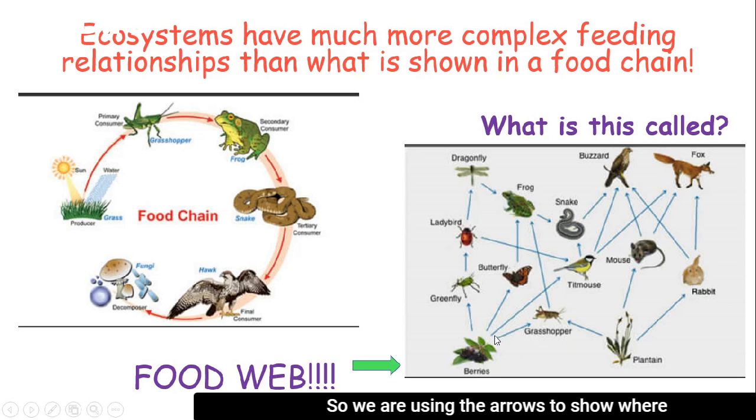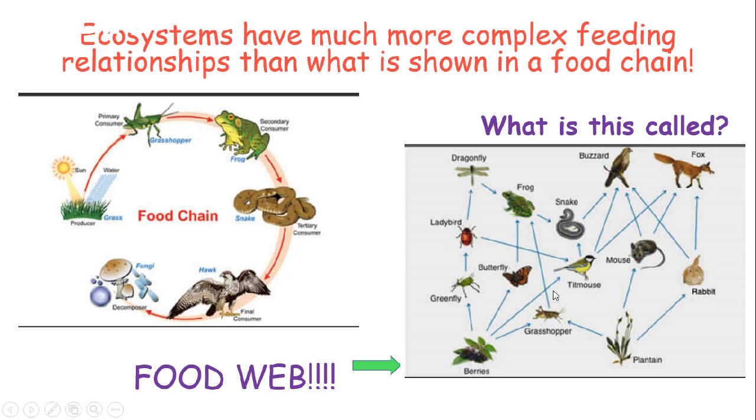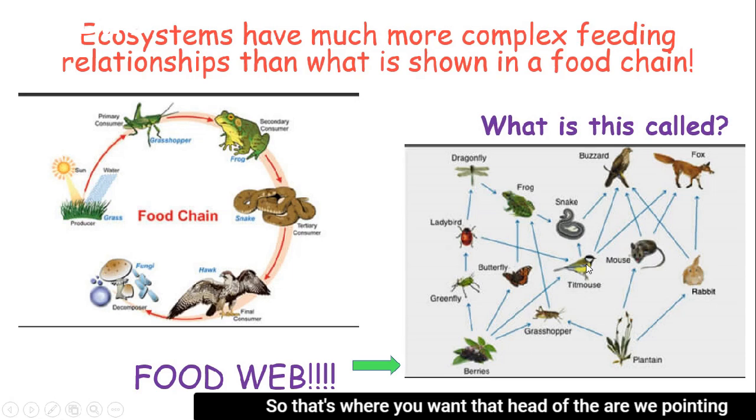We're using the arrows to show where the energy is flowing, so you always want to remember that. The energy of the berries is flowing into this bird called a titmouse, so that's where you want the head of the arrow to be pointing. If the arrow were pointing the opposite direction, from the bird to the berries, that would be saying that the berries ate the bird and are consuming that energy. And that would be actually really scary. And I would not want to go berry picking anymore.